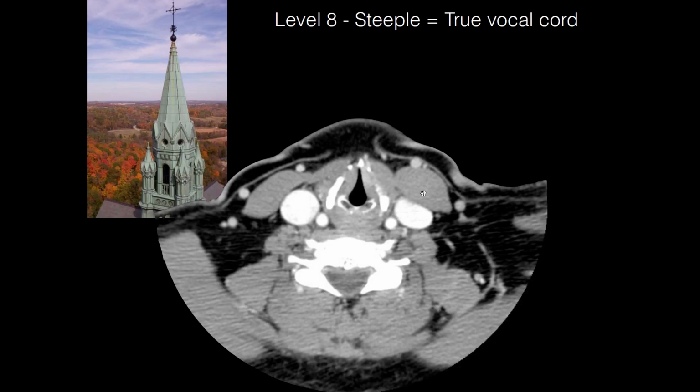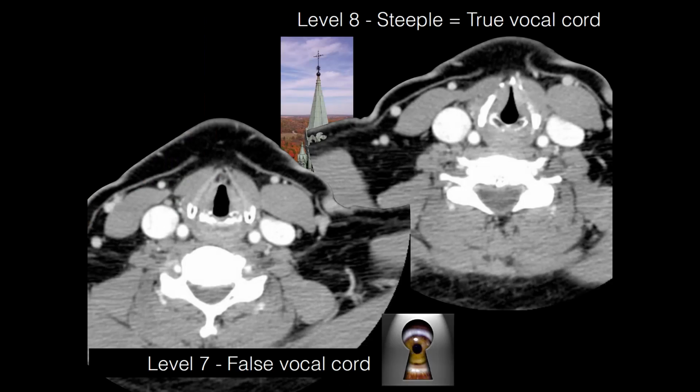It shouldn't really be any more than about 2 millimeters. In contrast, the false cord, which is above the true cord, doesn't look like a steeple anteriorly. It looks more like a keyhole to me. And you've got a little ligament here. I wouldn't expect you to know. This ligament attaches to the epiglottis and the thyroid cartilage, so it's the thyroepiglottic ligament.